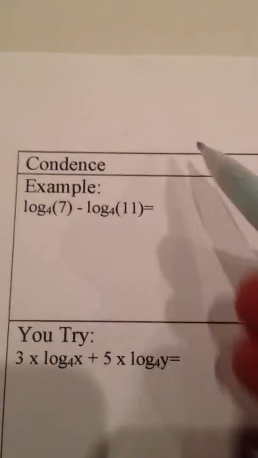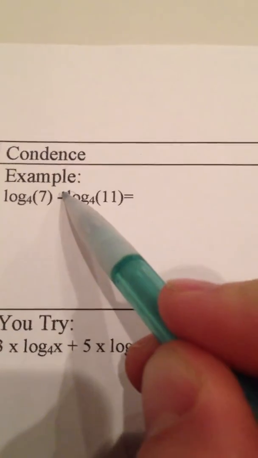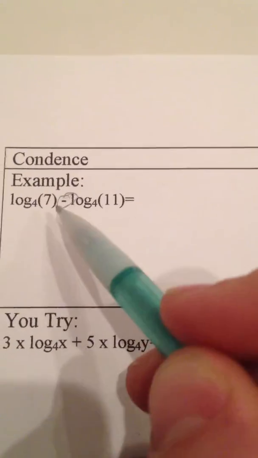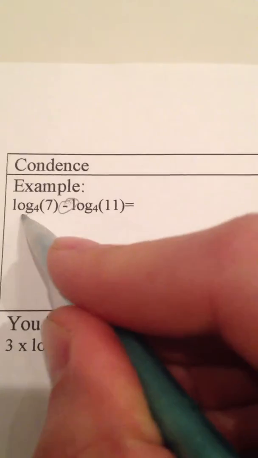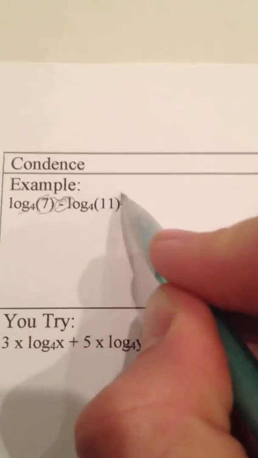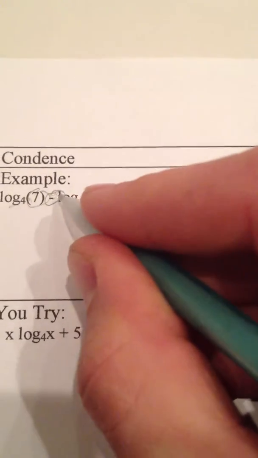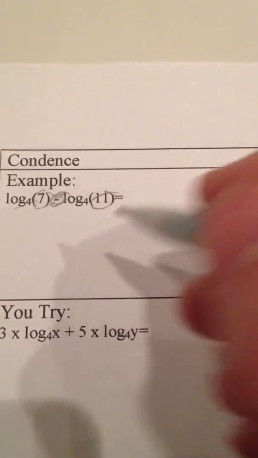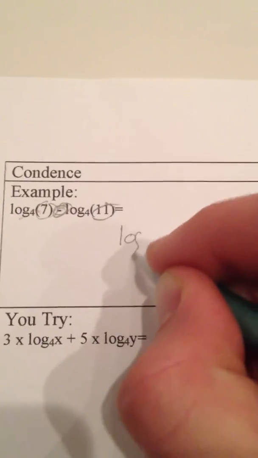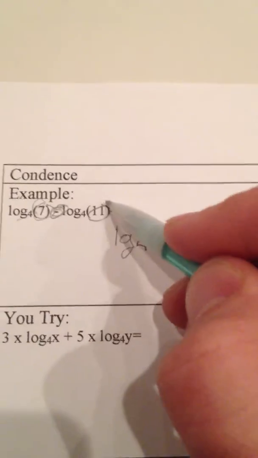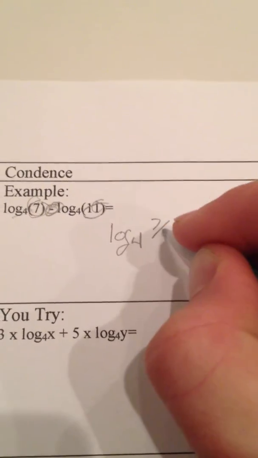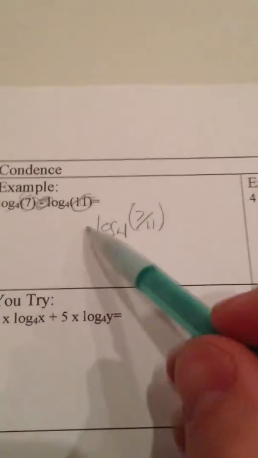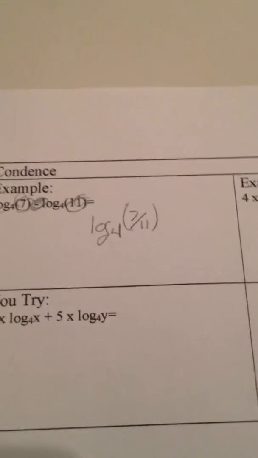Alright, then we have one more. We have condensing. So we know that back in our quotient property, we have a negative that came from the fraction. So if we have the log base 4, these logs are the same, and the 7 and the 11, this is the first one. We can take this negative and make it become a fraction. So we're going to change that to log base 4 of 7 over 11. That's condensing, because that negative basically is transformed into the fraction.